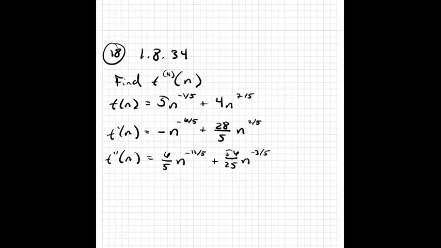The third derivative. So now we can write t triple prime in parentheses, which just means the third derivative. The negative 11 over 5 comes down. That's going to become negative 66 over 25 n to the negative 16 over 5. Minus, let me see, 150 plus 18, 168, so 168 over 125 n to the negative 8 over 5.